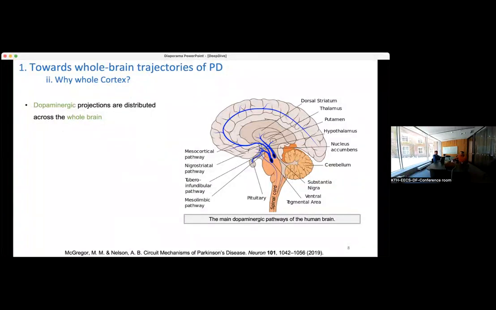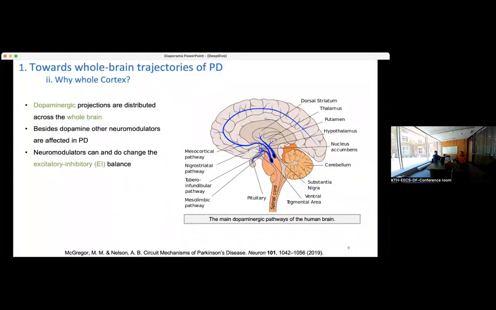And the second reason is that dopaminergic neurons, the dopamine, also project to other parts of the brain, not only the one close to the area that I just told you about, which is called the basal ganglia. And it also projects to the cortex to some extent. And beyond dopamine, there are also other neuromodulators, which are basically chemicals that regulate and help the functioning of the brain.